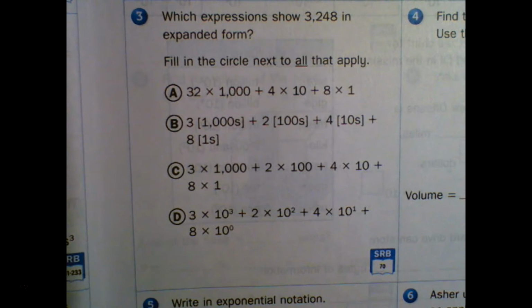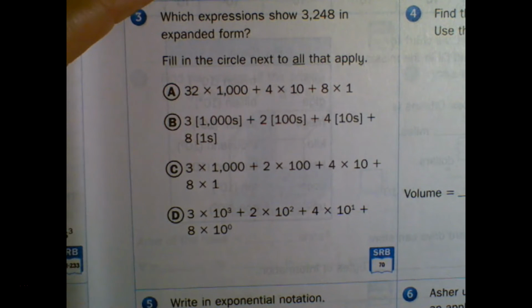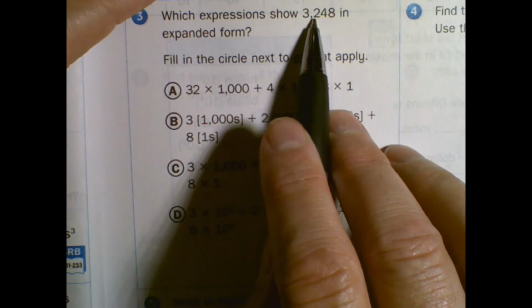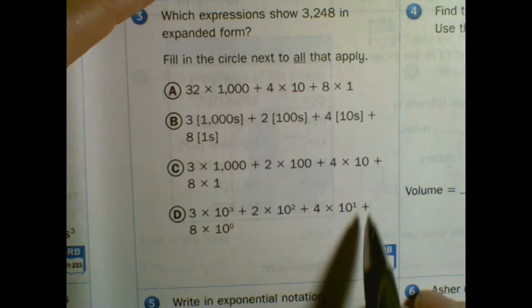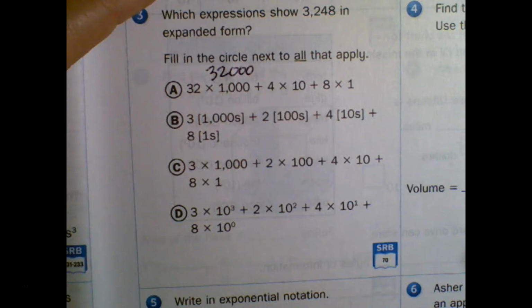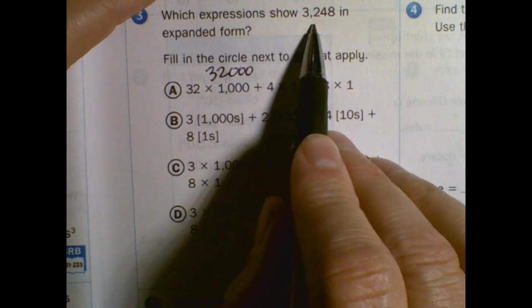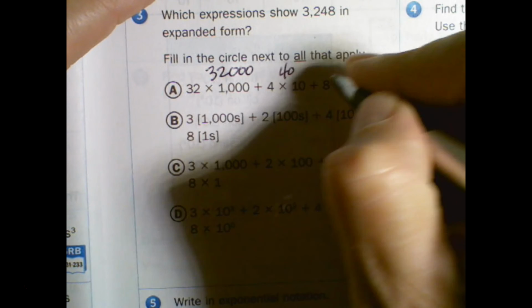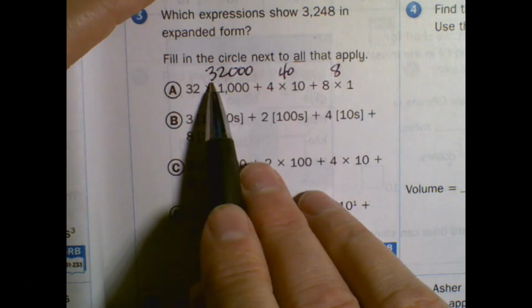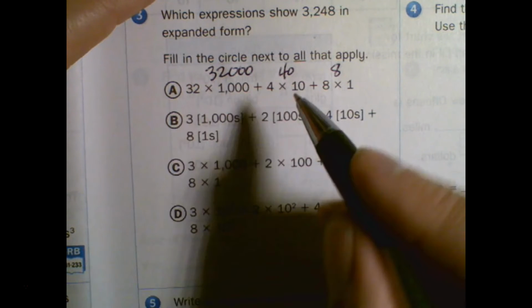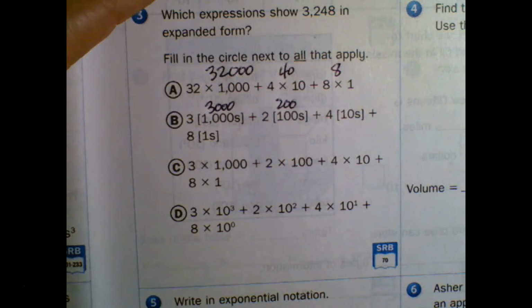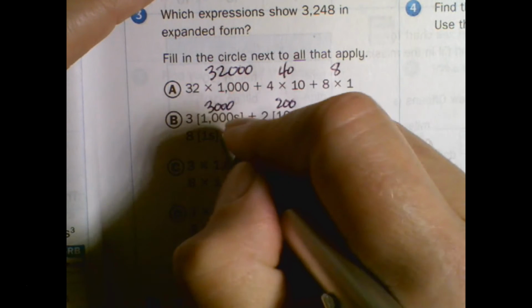This one looks a little complicated, but we're just going to break it down one piece at a time and see which expressions show 3,248 in expanded form. So 32 times 1,000 would be 32,000. Well, I've already got too much, so that's not going to work. 4 times 10 would be 40, plus 8 times 1 would be 8. That would be incorrect. How about 3,000 plus 200 plus 40 plus 8?